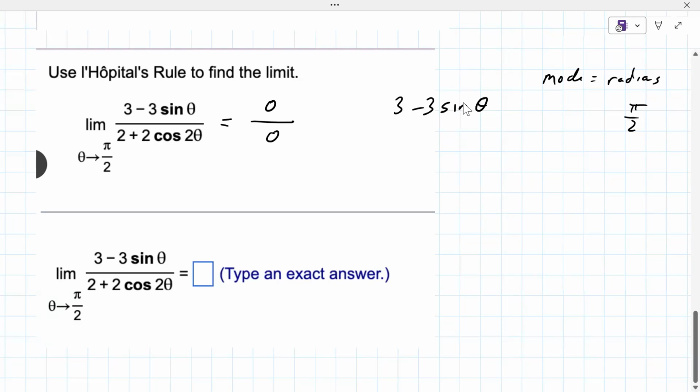So what's the derivative of sine? Do you remember? Cosine. Oh, and by the way, did you get it's just cosine.